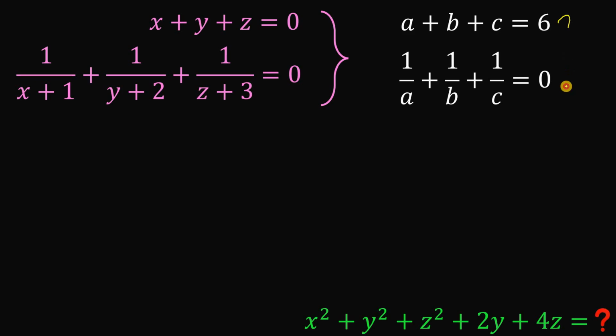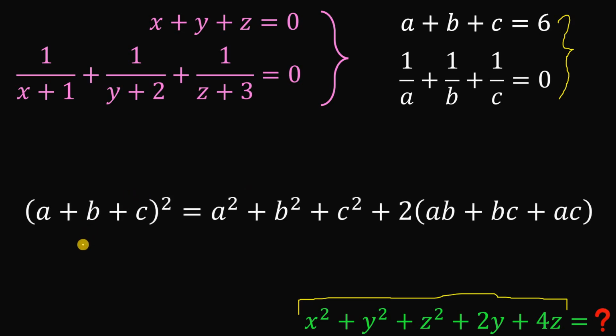So using these two equations, we can now find the numerical value of x squared plus y squared plus z squared plus 2y plus 4z. Now, we have a, b, and c, but you can solve the value of x squared plus y squared plus z squared. So let's find out. Here's my solution. We will use the fact that when we square a plus b plus c, we get a squared plus b squared plus c squared plus 2 times ab plus bc plus ac.